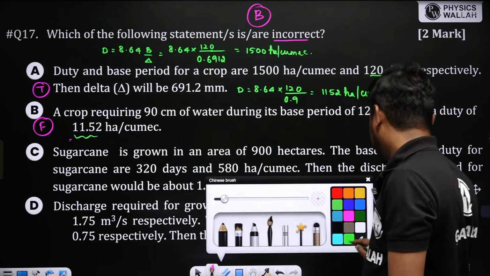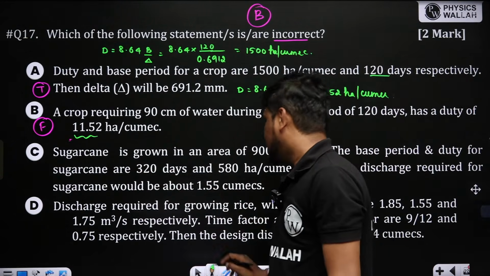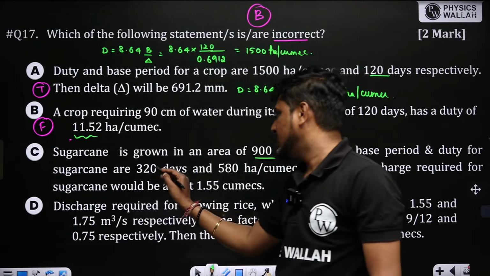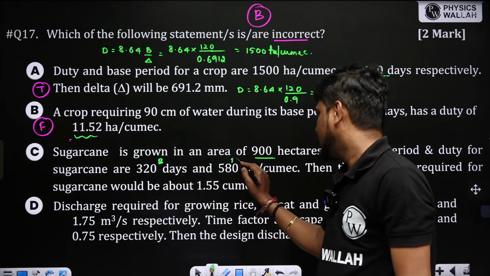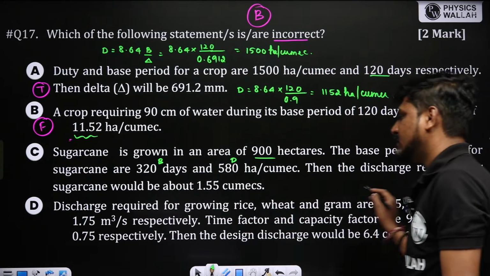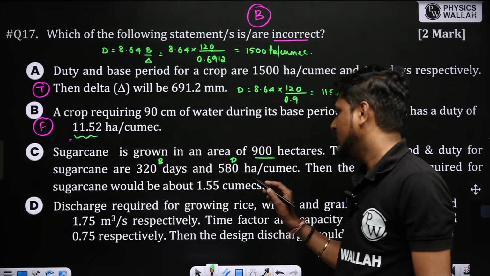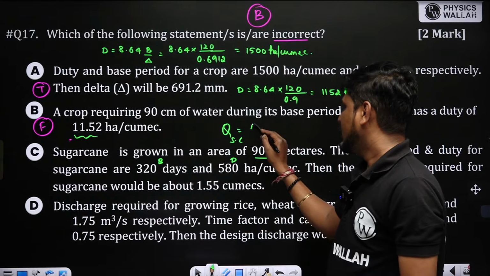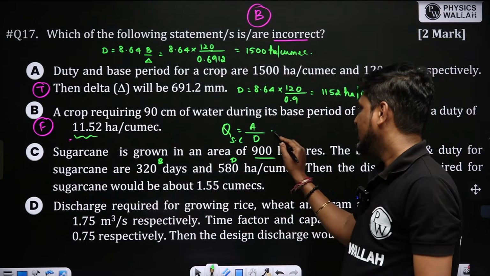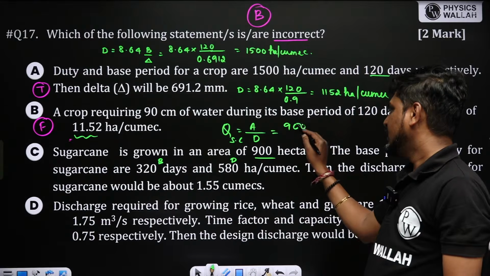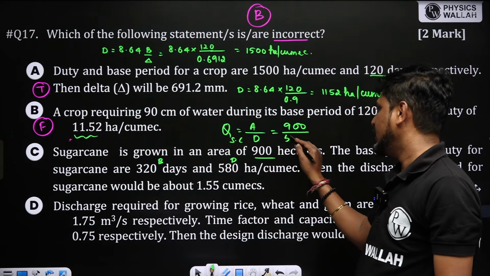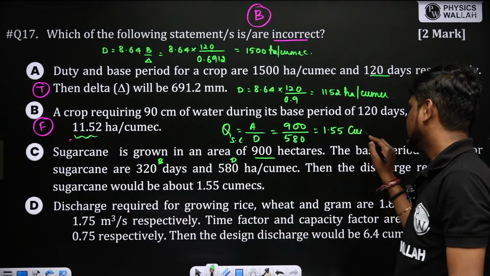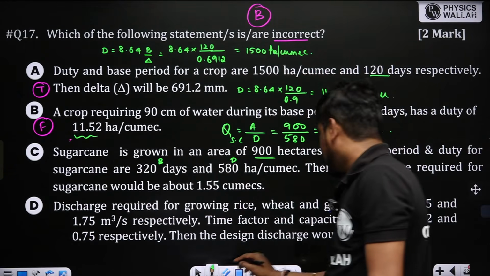Now the next statement you read: sugarcane is grown in an area given, the base period and duty are given. Then the discharge required for sugarcane would be about. So discharge required for sugarcane is equal to area divided by duty. Area is 900 divided by duty 580. Solve this, nearly you will get 1.55 cumec. So this statement is true.